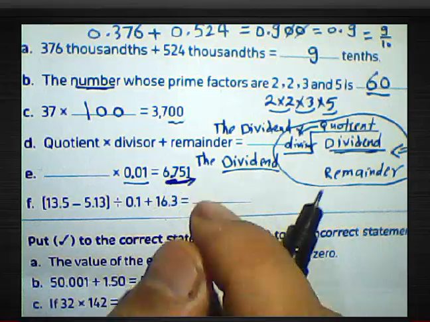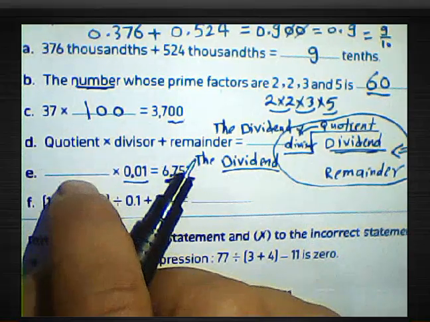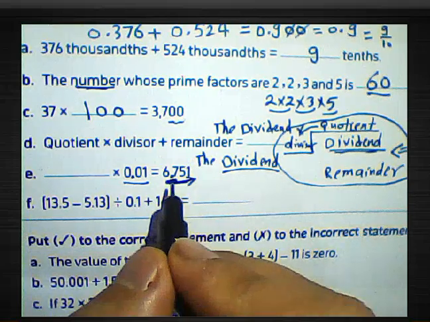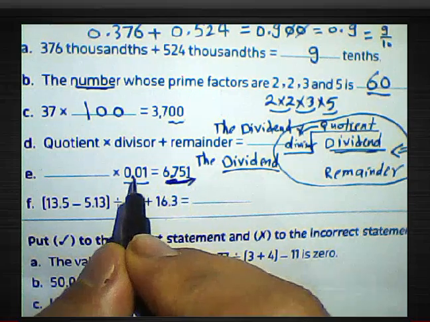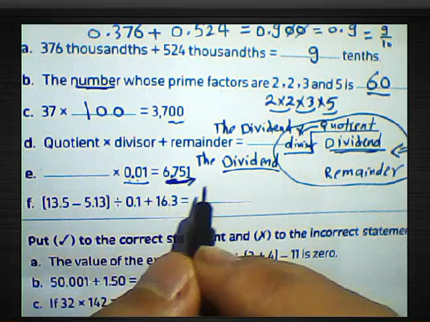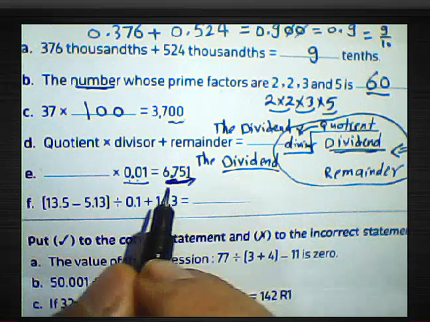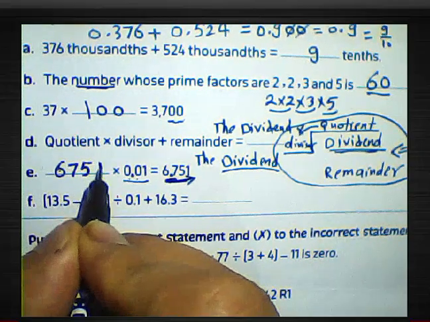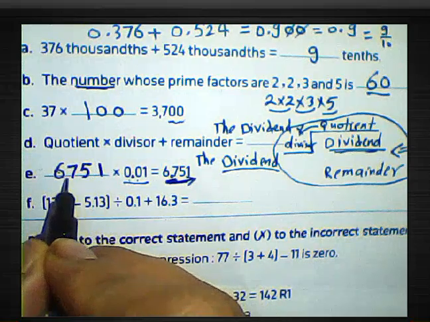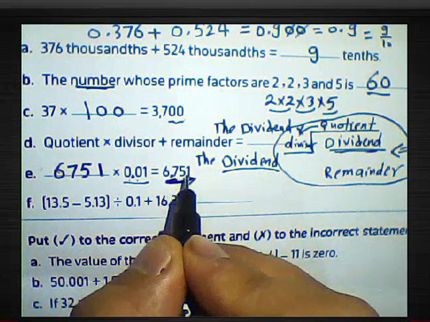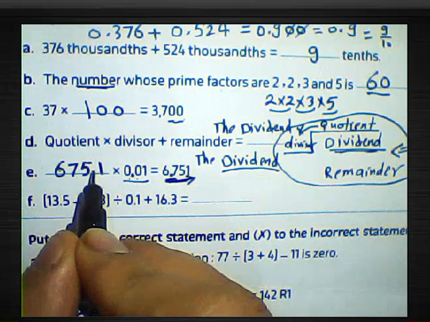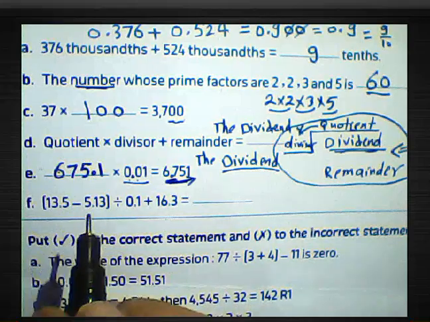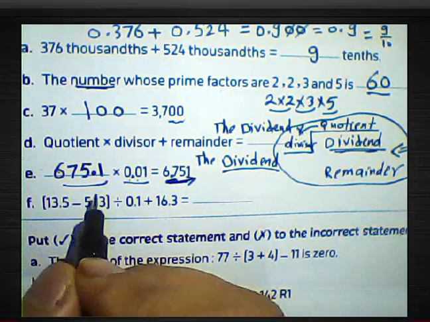Again, in this example, we will divide the two numbers to find the missing number. 6.751 divided by 0.01. We must move the point from left to right. We can write 6, 7, 5, 1, and the point moves 2 digits, 1, 2, to come here behind 5 and 1.